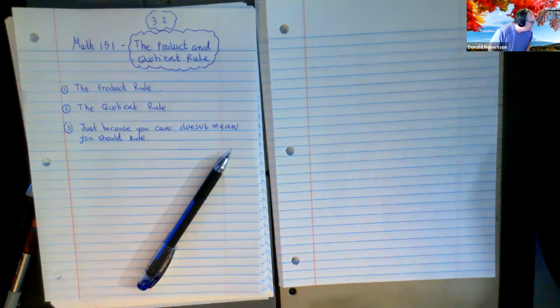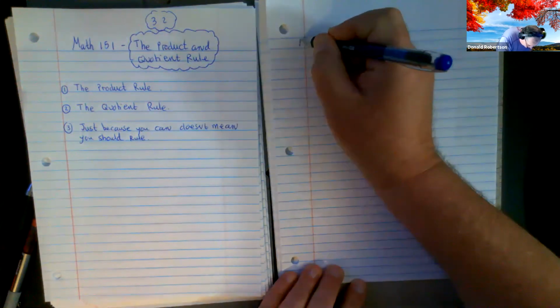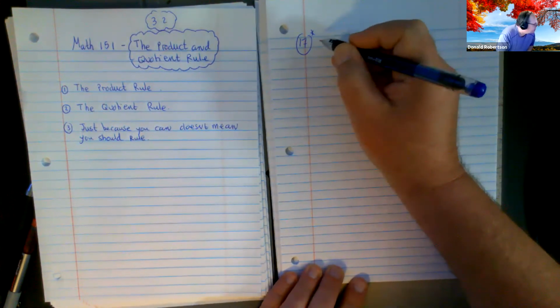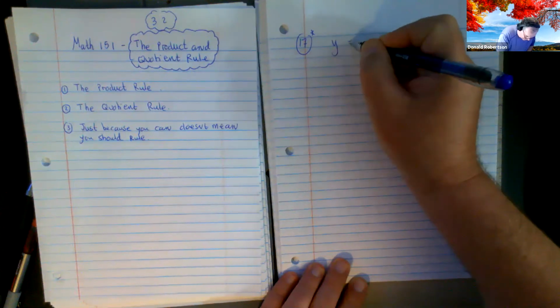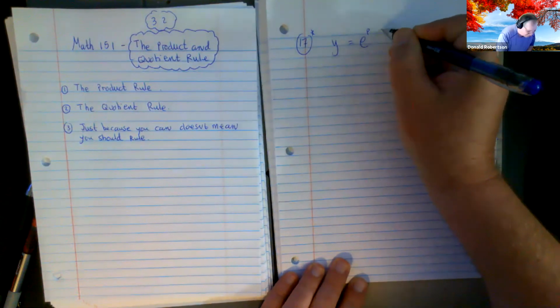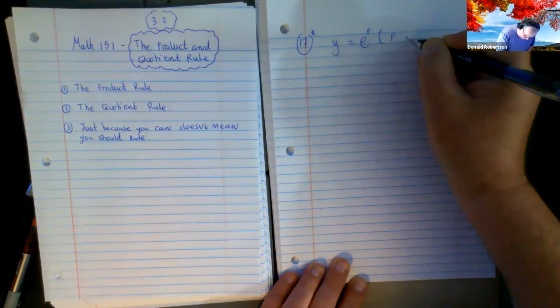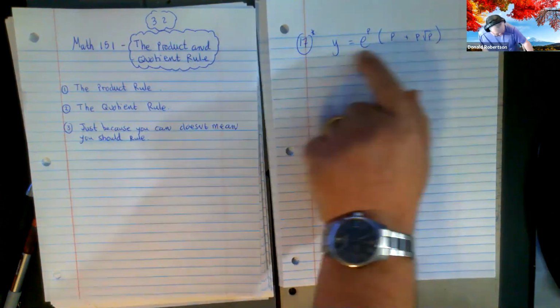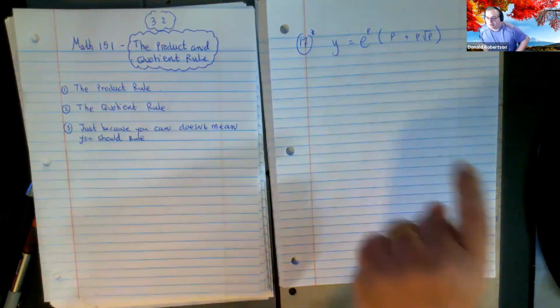Anything interesting? I'm just trying to find some that are a little bit weird. This one looks interesting. We're going to do, this is like number 17. So y is going to be e to the p plus p square root of p. Now, this one is not one of the step 3s. This is a product rule.